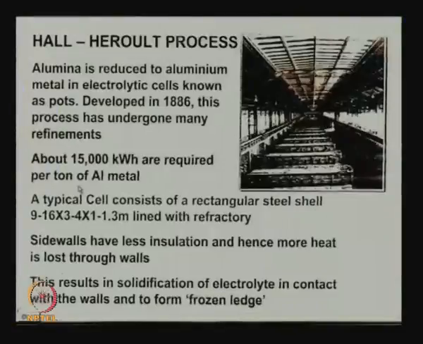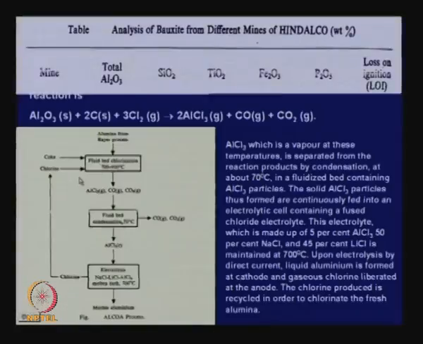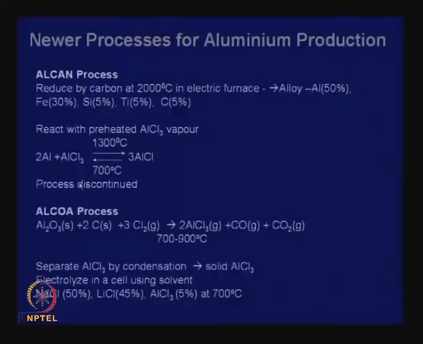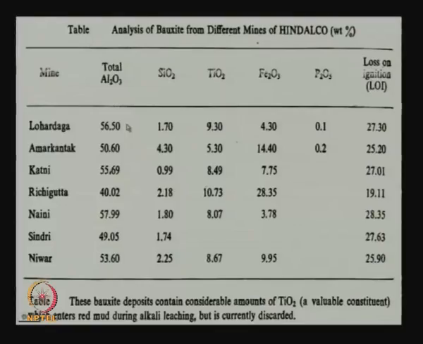Okay. Now, I will end this by just one simple comment. I have been mentioning that no two industries operate in the same manner, not only because cells are designed and supplied by different people, also because the raw materials with which they operate are also not the same. See, these are the compositions of Indian bauxite. This is the analysis of bauxite from different mines of Hindalco. One company itself owns these mines, and you see the variation in alumina, silica, TiO2, Fe2O3, P2O5.